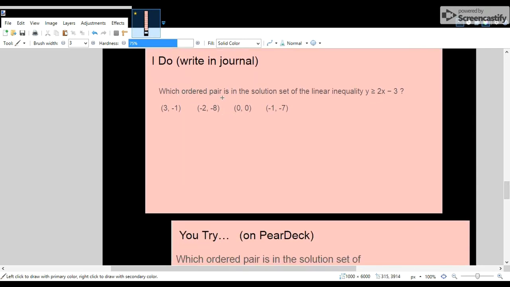Okay, which ordered pair is in the solution set of the linear inequality y is greater than or equal to 2x minus 3? We're given different ordered pairs, and we need to test them to see which ones are true and which ones are false. So, remember, it's always x comma y. So we're going to plug in 3 wherever we see an x, and -1 wherever we see a y. So let's substitute these in and get this.